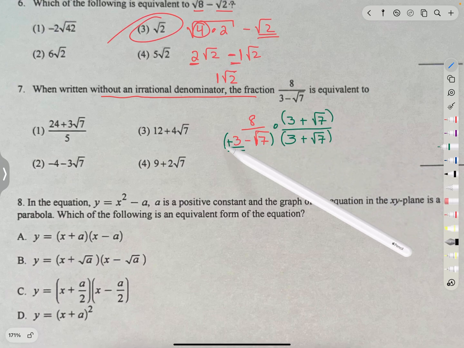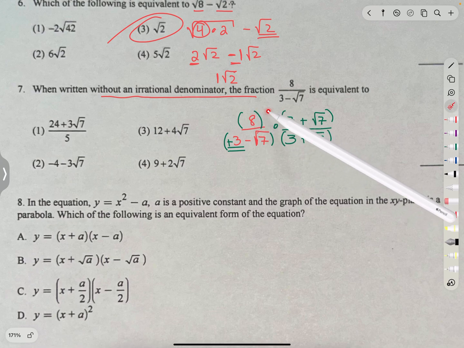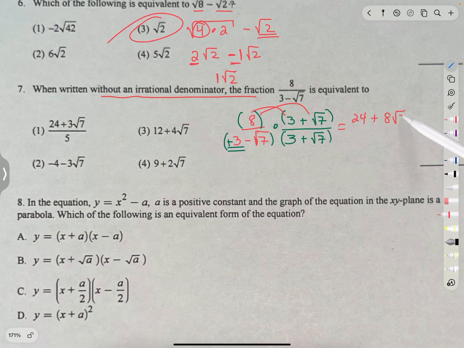I always wrap these things in parentheses. So on top, the 8 gets multiplied times both of those. 8 times 3, 8 times the root 7, we just write as 8 times the root 7. It's not only the outside stuff that gets multiplied by the 1 on the outside here. And then on the bottom, here we go. 3 times 3, 9. Now here comes the magical part.